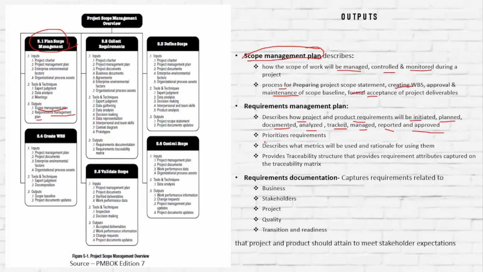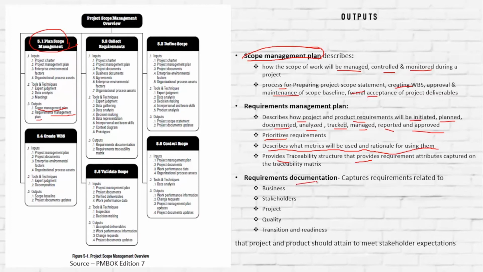The requirement management plan also prioritizes requirements. It also describes what metrics will be used and the rationale for using them. It provides a traceability structure that provides requirement attributes. So what is a traceability structure? Once we have a requirement, we need to follow that requirement until it is delivered. What traceability does is provide a relation between the requirements and the product.